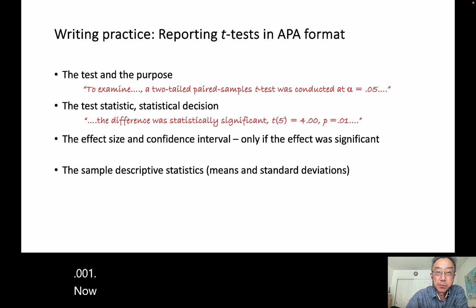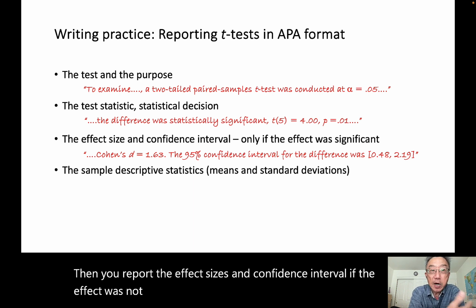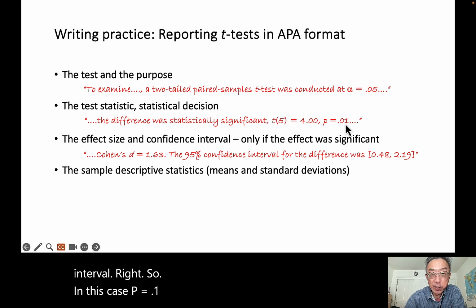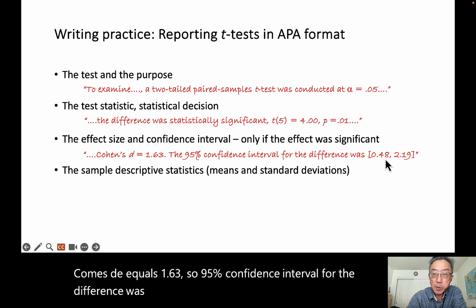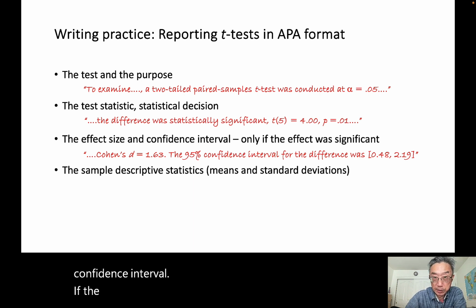Now, next, if the effect was statistically significant, then you report the effect size and the confidence interval. If the effect was not significant, do not report the effect size or confidence interval. In this case, p equals 0.01, so it was significant. Cohen's d equals 1.63. The 95% confidence interval for the difference was between 0.48 and 2.19. So report the effect size and confidence interval if the effect was significant.